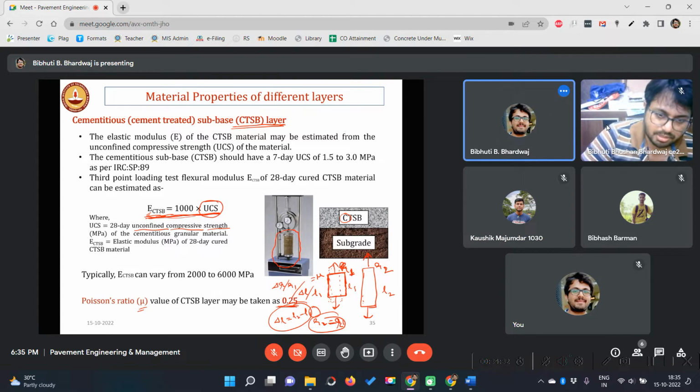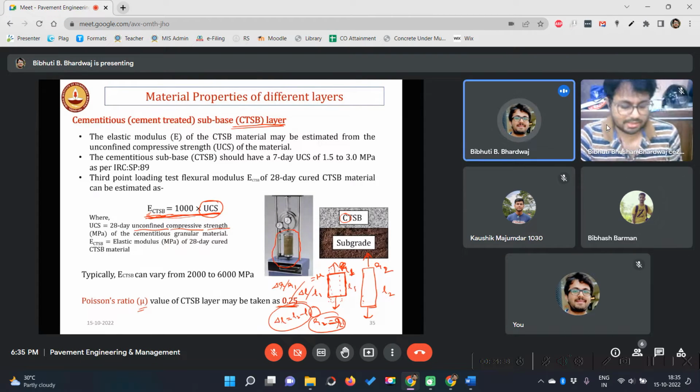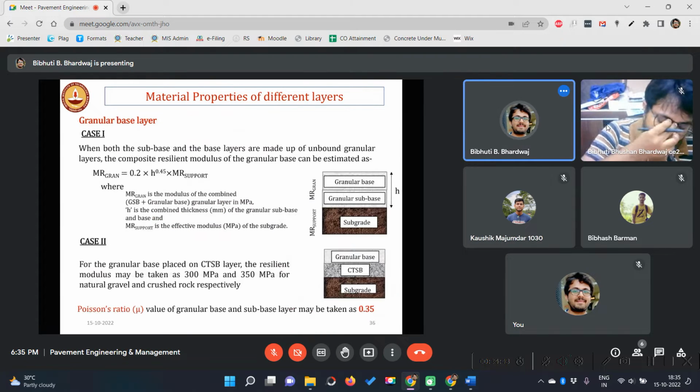Now do you remember? Yes, lateral strain divided by longitudinal strain. Okay, very good. Now we have discussed subbase, right?